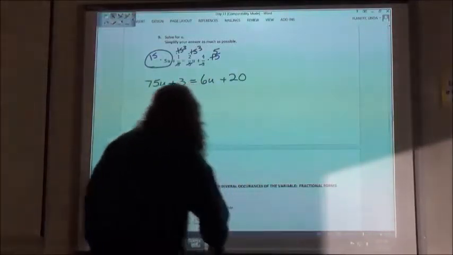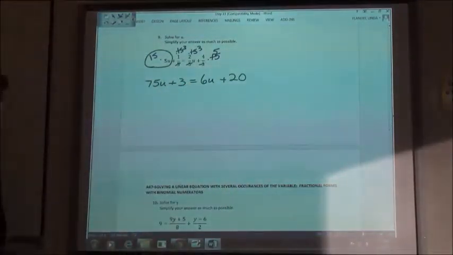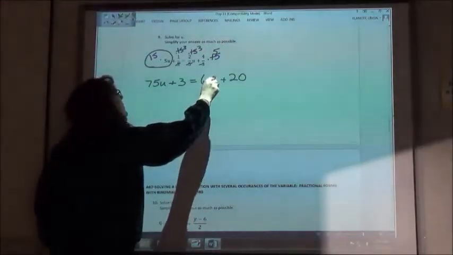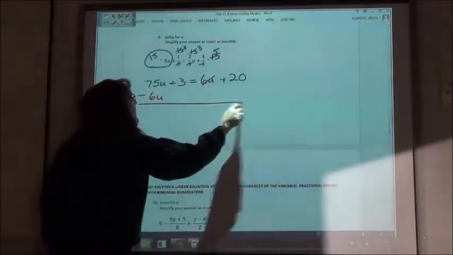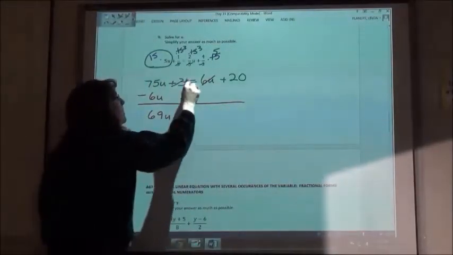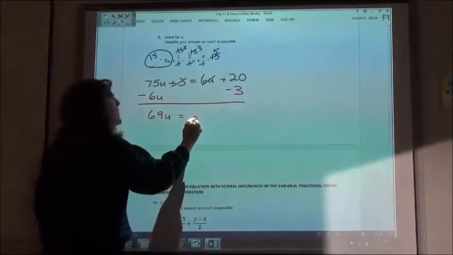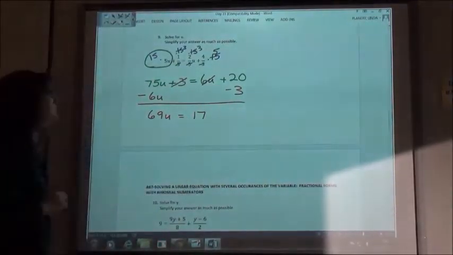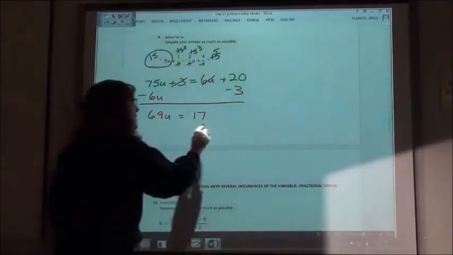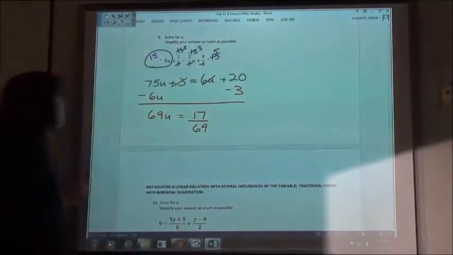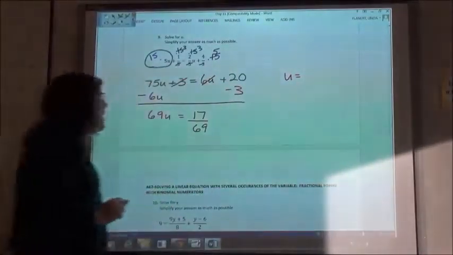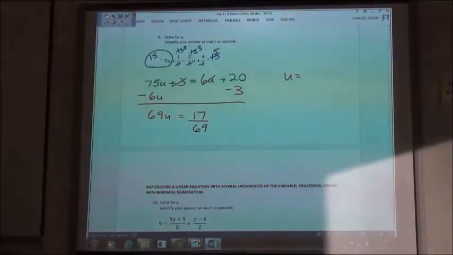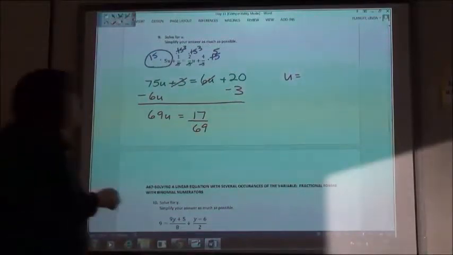Great. So solving that, we are going to bring the 6u, and that becomes a negative 6u, which is 69u. The 3 comes across to negative 3, which is 17. Then you divide. I'm not sure if that reduces or not. I would check that one just in case. Put it in your calculator as 17 over 69, and if you get the same thing back, you can't reduce it. Can't reduce it, so that's going to be my answer.